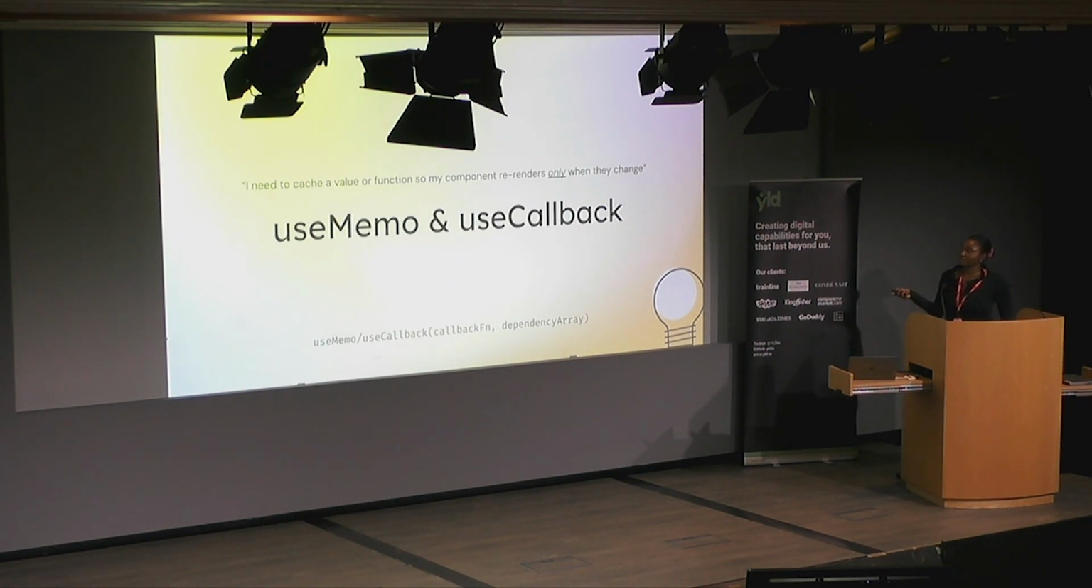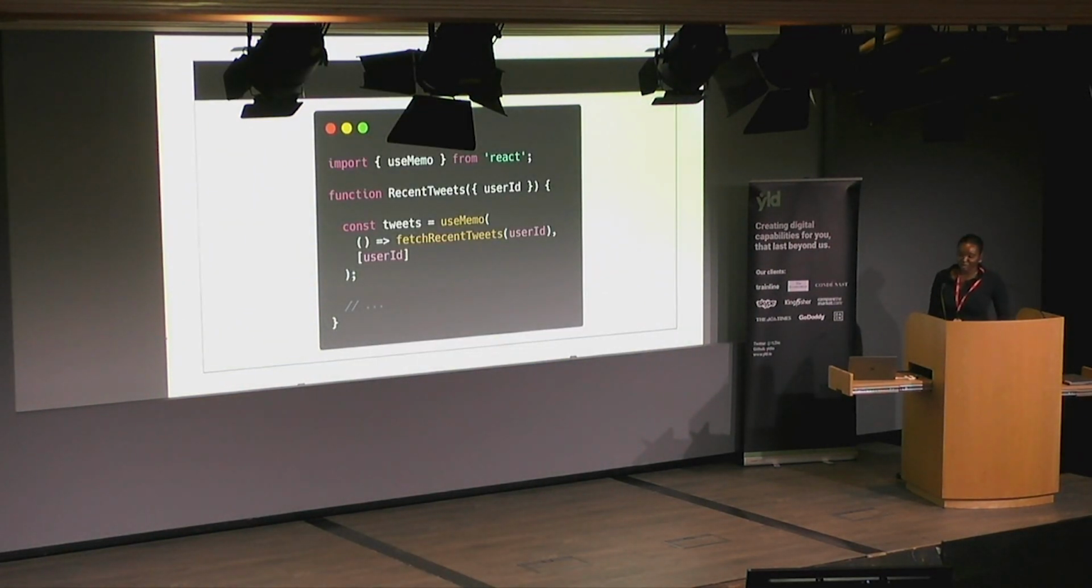And this is where these two lovely hooks come in. So this is a quick example of useMemo. useMemo essentially caches a value, and useCallback caches a function definition. So this is an example of a tweets value being wrapped in useMemo, and this value will only update and re-render a component when the fetch recent tweets function returns a different value.